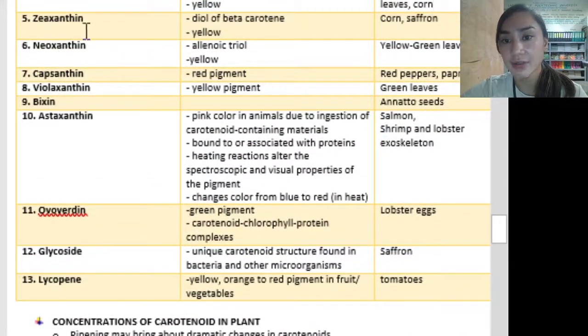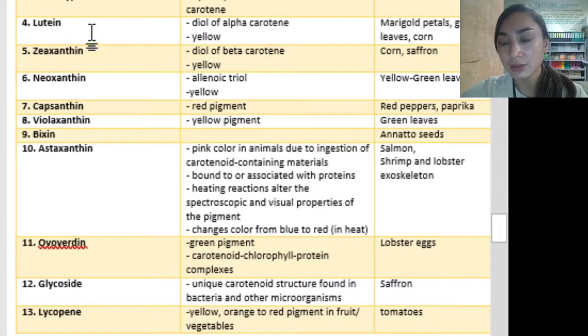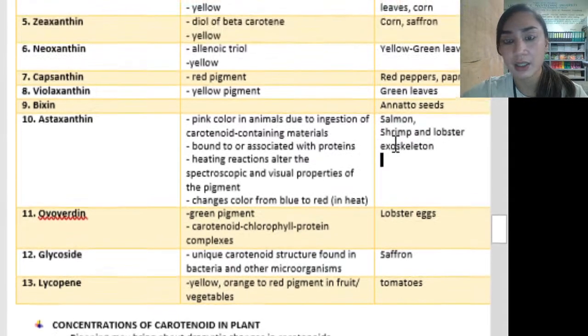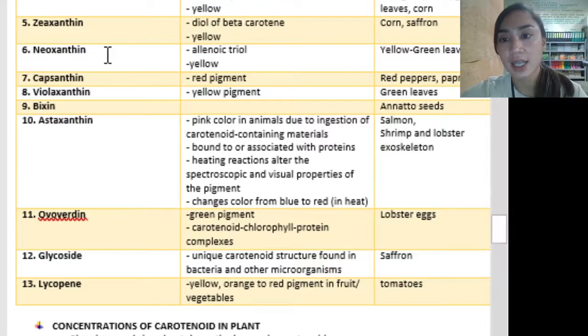Okay. Number 5, we have zeaxanthin. Kung meron tayong diol of alpha-carotene, meron din tayong diol of beta-carotene. So, same lang siya. Yellow din siya. It is present in corn and saffron. Number 6, we have neoxanthin. Sorry, medyo mataas pala. Okay, number 6, we have neoxanthin. So, dito, triol naman siya, and its color is yellow, and it's present in yellow-green leaves.